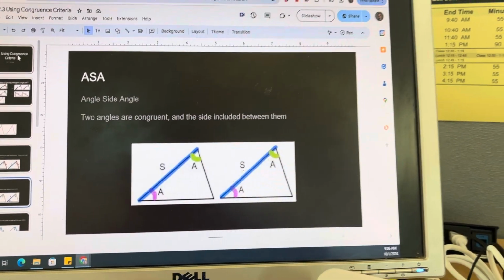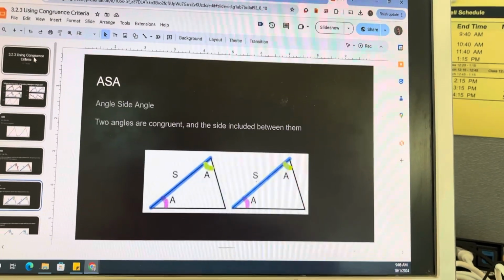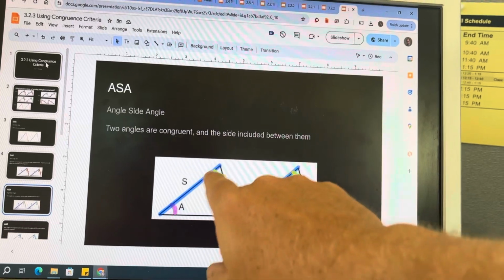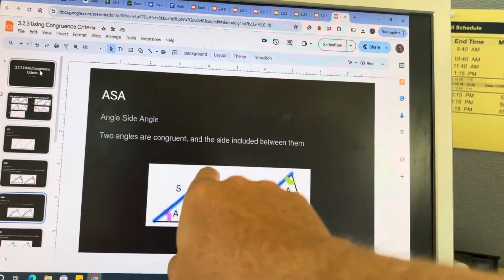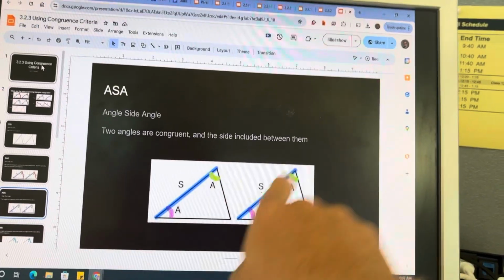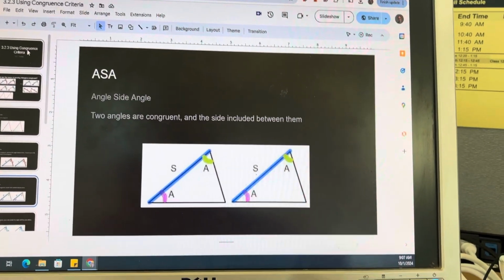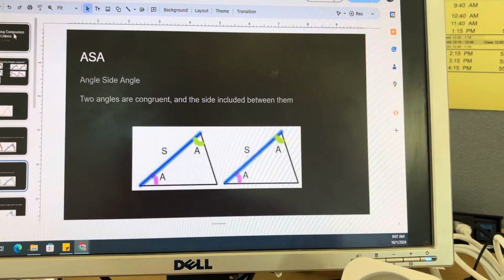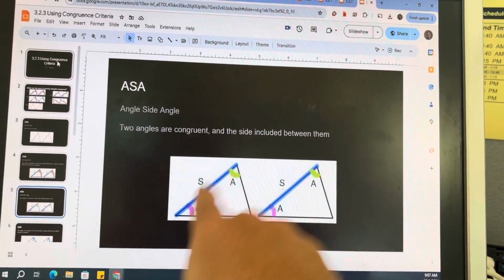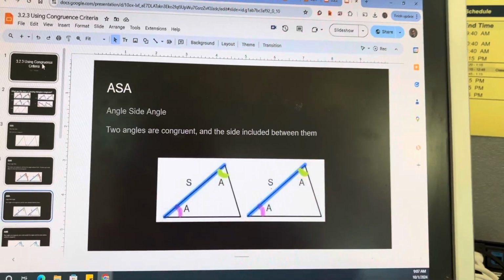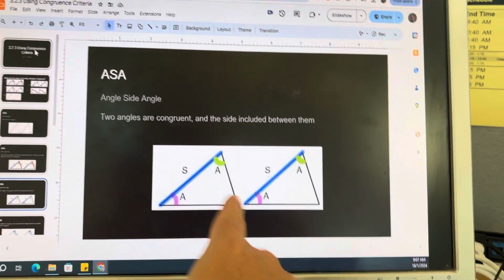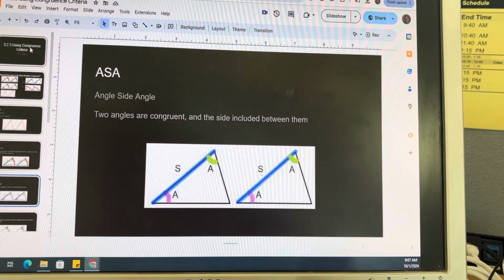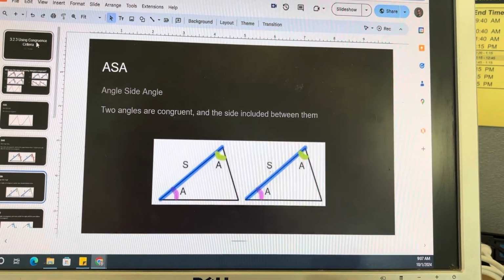The next one's angle, side, angle. It's kind of the reverse of side, angle, side. We have two different angles that are marked congruent, and then the included side, the side that touches both of those angles, is also congruent. That's going to mean that this is enough. The way that these open up, the fact that that's the same means these other two are going to be the ones that close that distance down and run into each other there. So that'll be enough to prove that the two triangles are congruent.